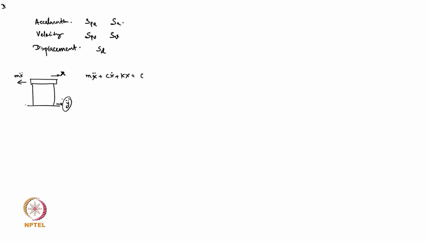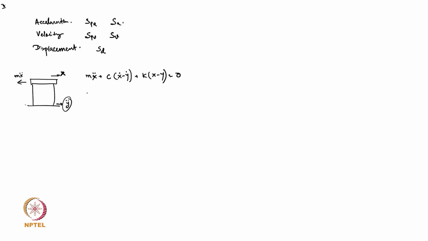What happens is the base is actually shifted by some amount. Once the base gets shifted by some amount, the equation will be c into (x dot minus y dot) plus k into (x minus y) equal to 0. That is the basic equation of motion once the structure is subjected to a base excited ground motion having the acceleration y double dot.